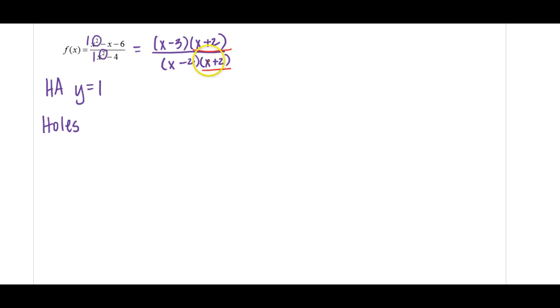If I plug in a negative 2 on the bottom, then 0 times anything is 0. If I plug in a negative 2 on the top, same thing, I end up with another 0 on the top. So any value that makes both the top and bottom equal 0, that's where the hole is going to occur. So my hole is going to occur at negative 2 comma something. And to find that something, here's what I need to recognize: when I cancel these linear terms, I have a remaining function left over. That remaining function is (x minus 3) over (x minus 2).